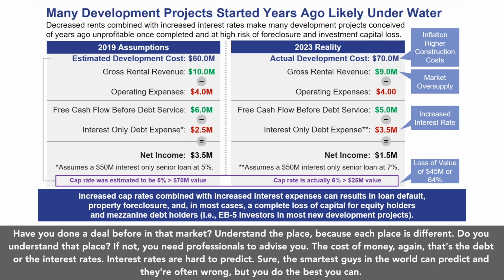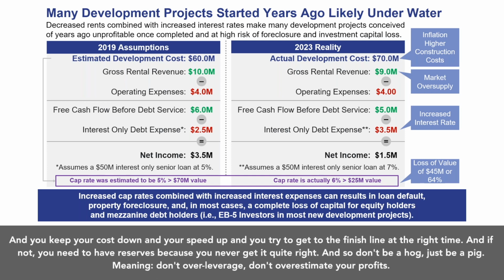Cost of money, again, that's the debt or the interest rates. Interest rates, it's hard to predict. Sure, the smartest guys in the world predict, and they're often wrong, but you do the best you can on that. And you keep your costs down and your speed up, and you try to get to the finish line at the right time. And if not, you need to have reserves, because you never get it quite right.